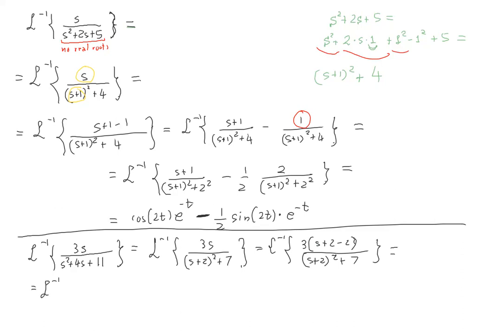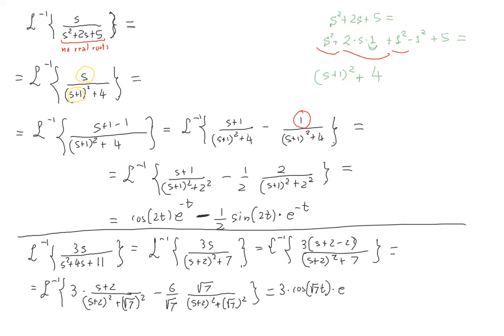And this is 3 times (s plus 2) over (s plus 2) squared plus square root of 7 squared. Right? And then you have minus 6. And what do you want to do? You want to create that square root of 7 on the top. So square root of 7 on the bottom, square root of 7 on the top, (s plus 2) squared plus square root of 7 all squared. And now we can say what it is. It's cosine of square root of 7 t times e to the negative 2t minus 6 over square root of 7 sine of square root of 7 t times e to the negative 2t. And that's it. Okay.